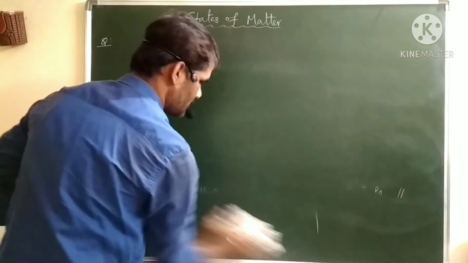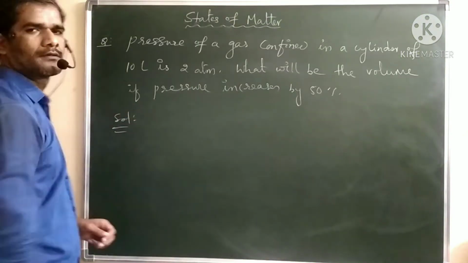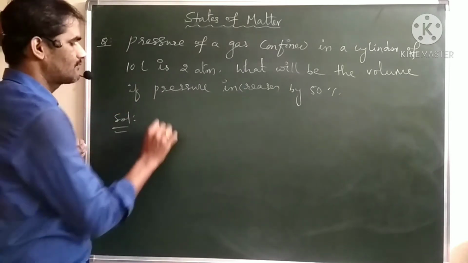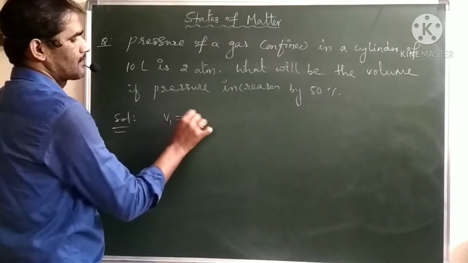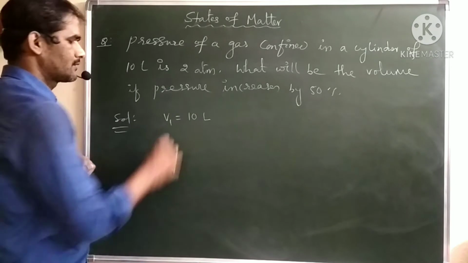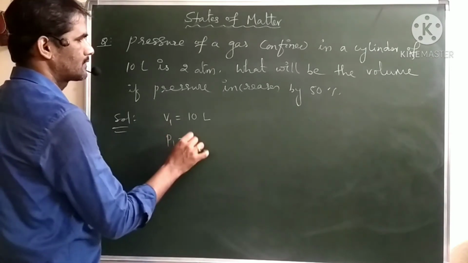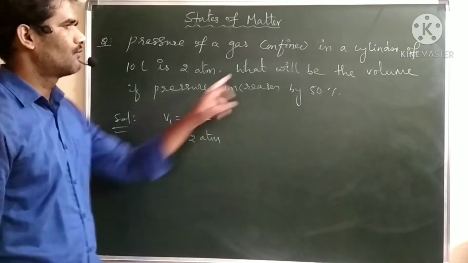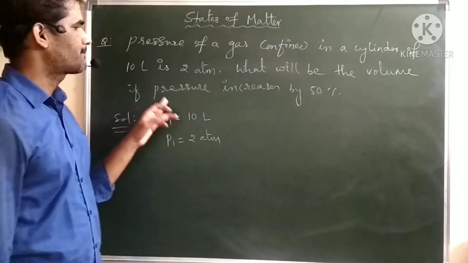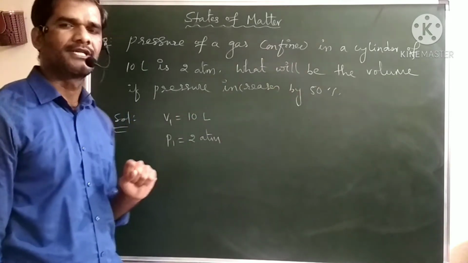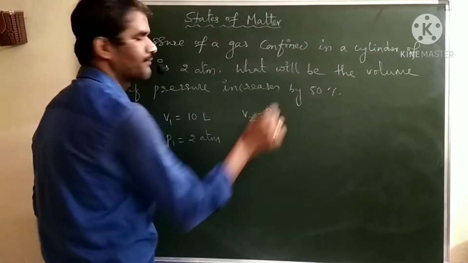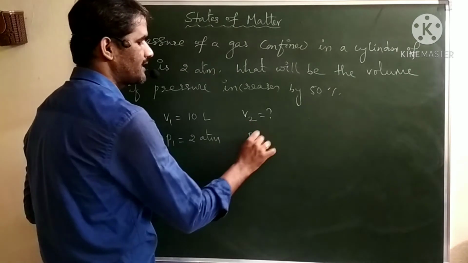So one more question here. The pressure of a gas is confined in a cylinder of volume, what is the initial volume again? 10 liters, and the initial pressure 2 atmospheres. Now, the pressure is increased by 50%. So the final volume we have to calculate. Then what is the final pressure?